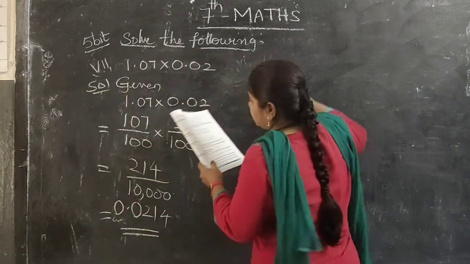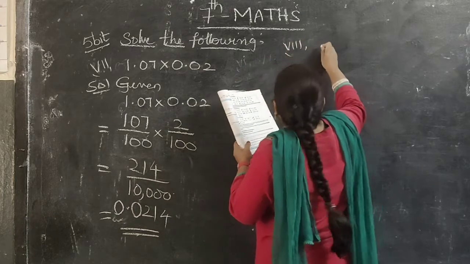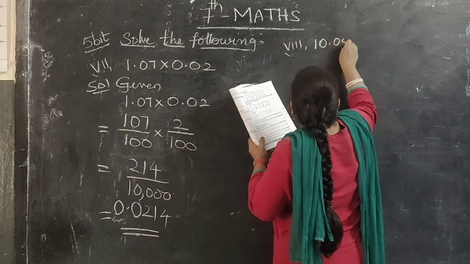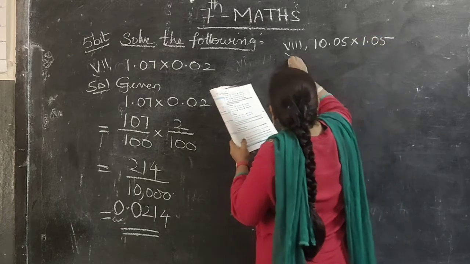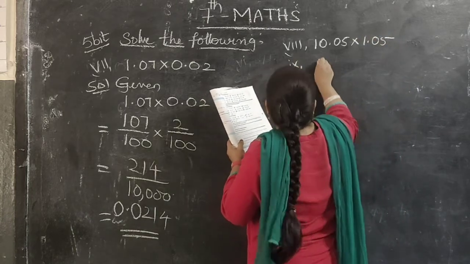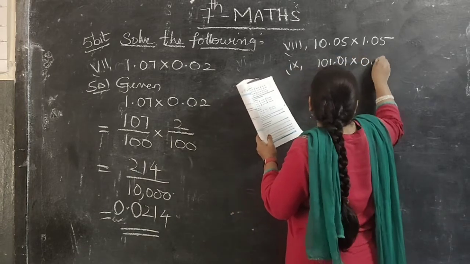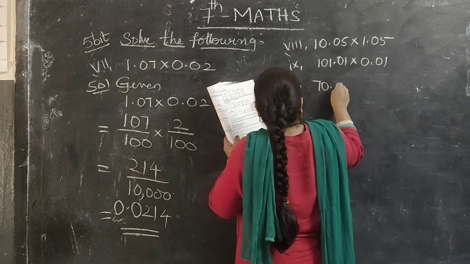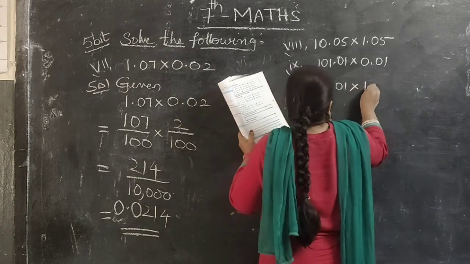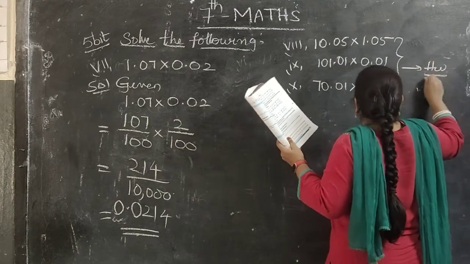What is that? 8th one is 10.05 into 1.05. 9th is 101.01 into 0.01. 10th one, 70.01 into 1.1. So these three you write as homework. In the same method we can do.